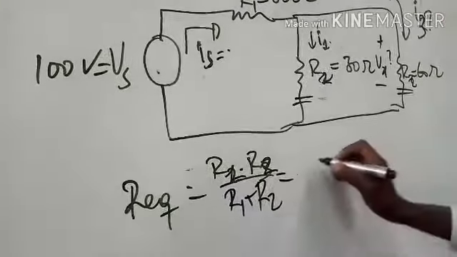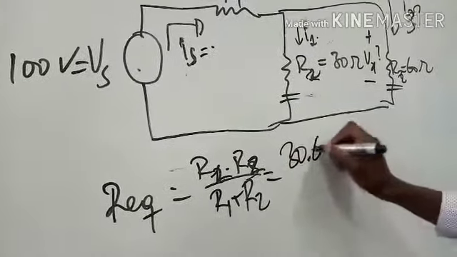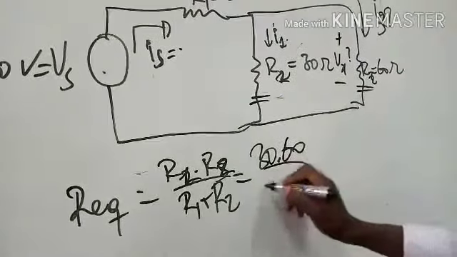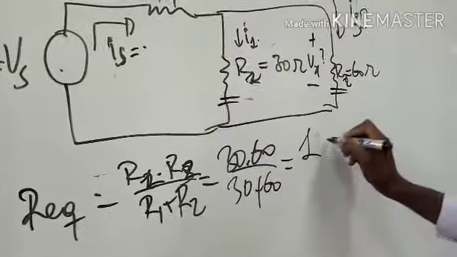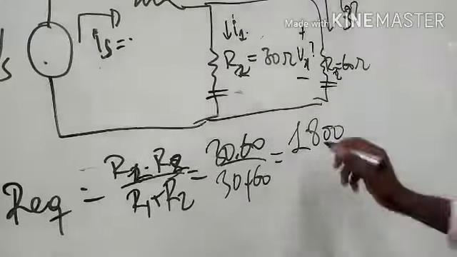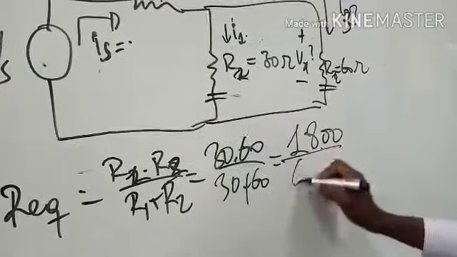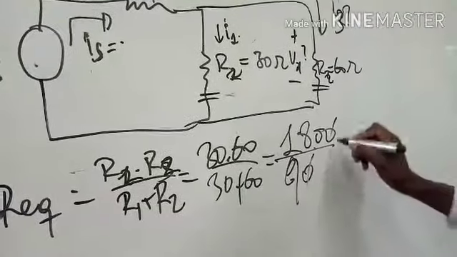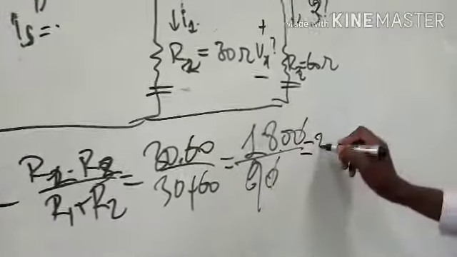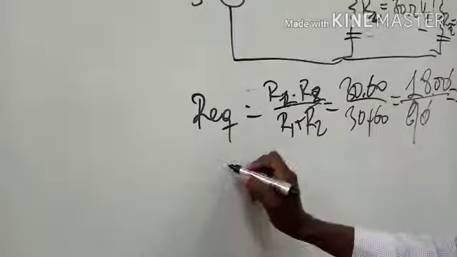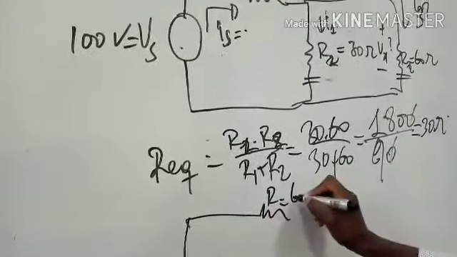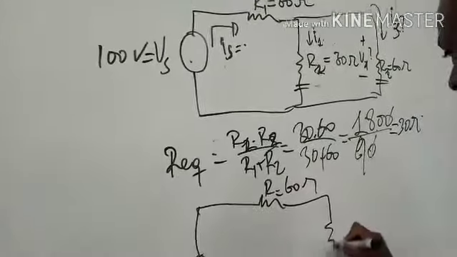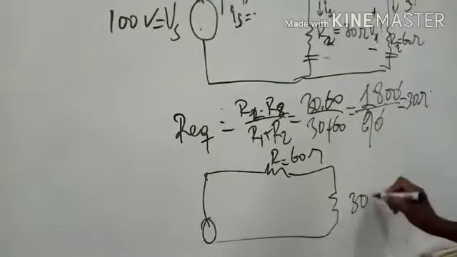Then it is equal to 30 times 60 over 30 plus 60. Then we get 1,800 over 90, which gives 30 ohm. Then let's draw the figure, which is like this. R1 is equal to 60 ohm, and here we have 30 ohm.